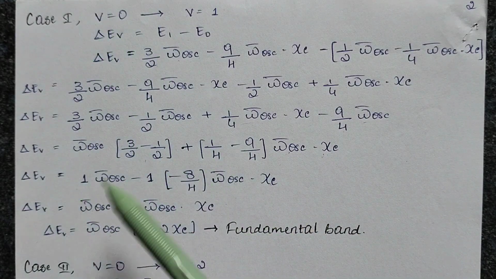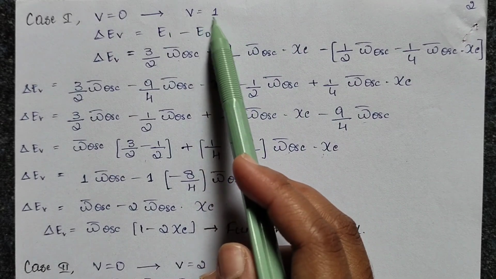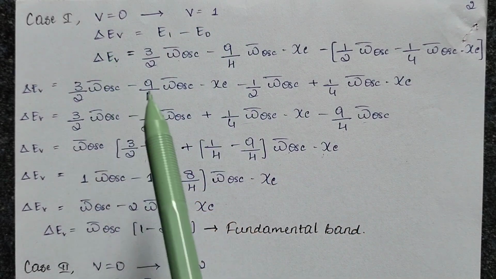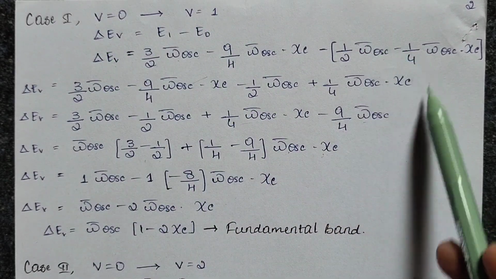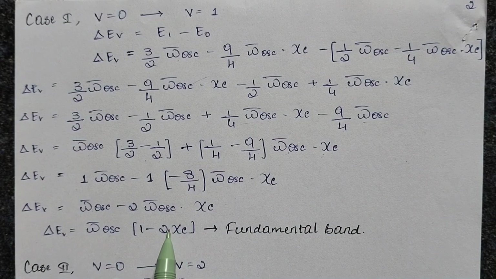So here we need to consider the expressions for energy, that is when V is equal to 0, what will be the expression for E, and when V is equal to 1, what is the expression for E we get. And on substituting them and on further evaluation, we'll get the final equation, that is delta EV is equal to omega dash oscillation into 1 minus 2 XE, which is the value of delta EV for a fundamental band.